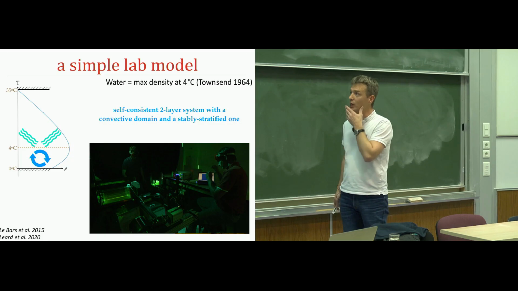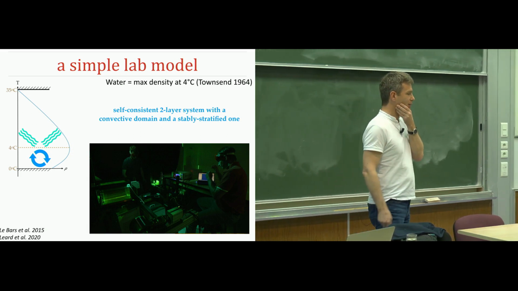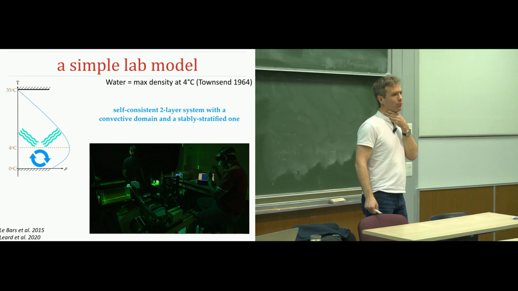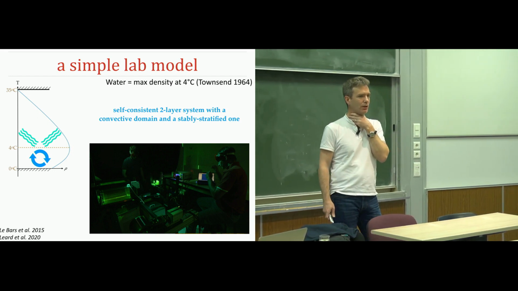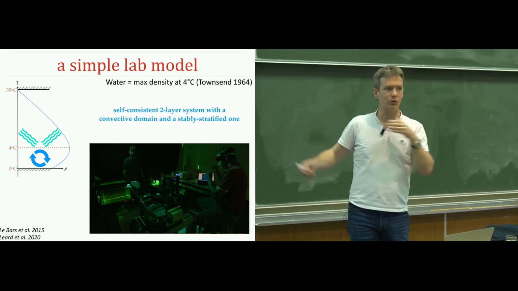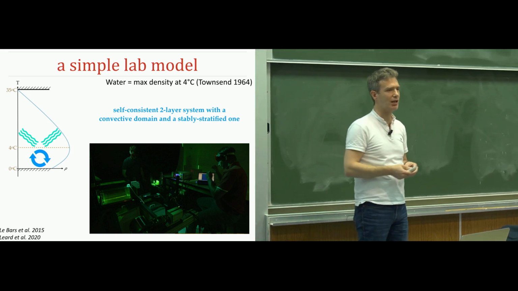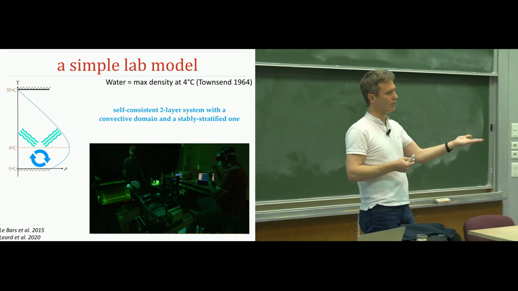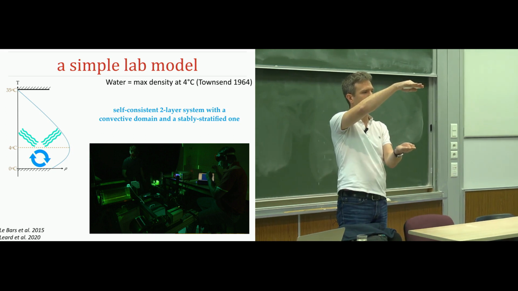So that's possible actually using water. It is not a very complex fluid, but water has a very specific property of having its maximum density at 4 degrees. So I'm sorry you don't see the picture very well, but just imagine you take a tank like that, 30 by 30 by 20, a regular Rayleigh-Bénard tank, and then you cool down from below at 0 degrees, and you heat from above at 35.